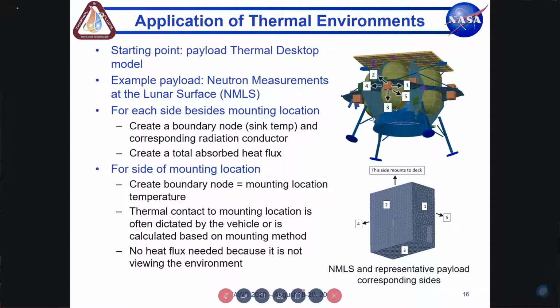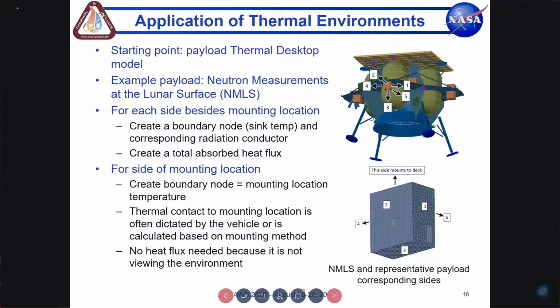For each side of the payload, besides the mounting location, you'll create a boundary node, which will be the sink temp for each side, and a corresponding radiation conductor, which was also that rad-K value that we calculated. And you'll also create a heat flux for each side. That will be that total absorbed heat flux.